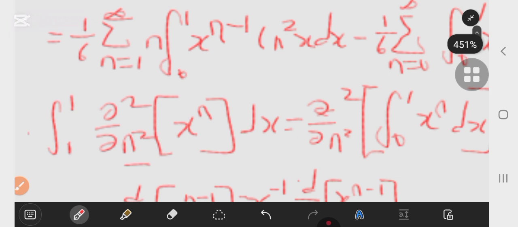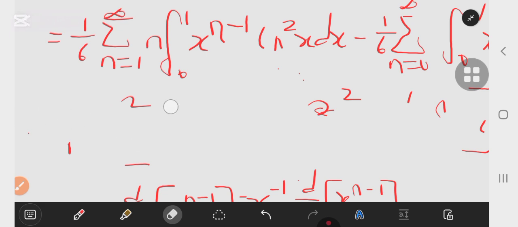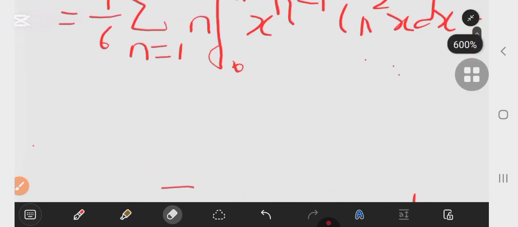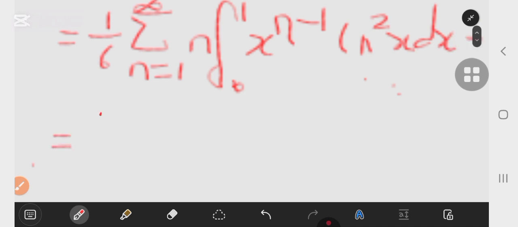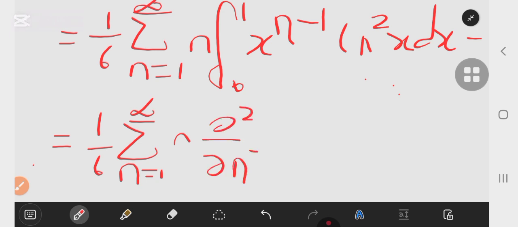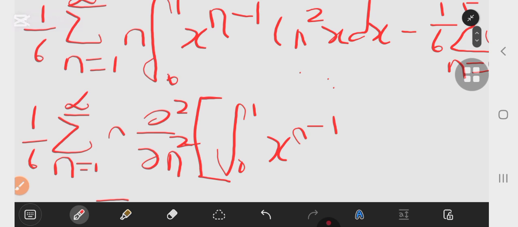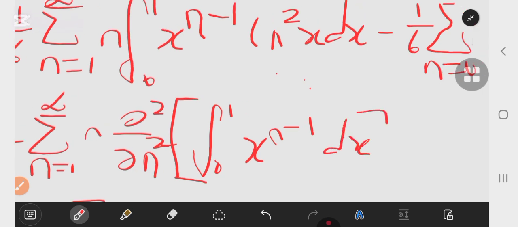Let me quickly apply it here. Okay, so here this is equal to 1 over 6 of the sum to infinity of n from 1 of n again, then the second derivative of the integral from 0 to 1 of x to the power of n minus 1 dx. Okay, so this is it.